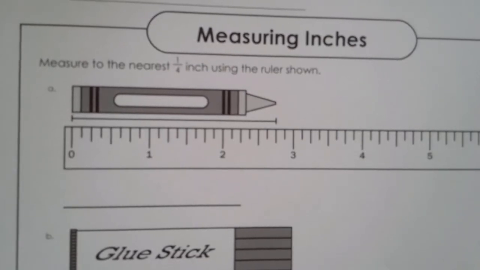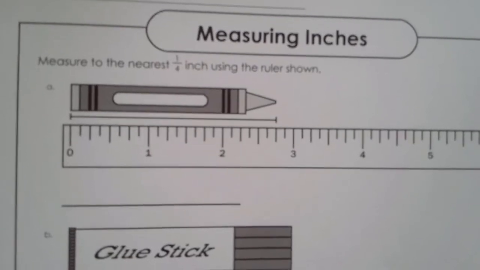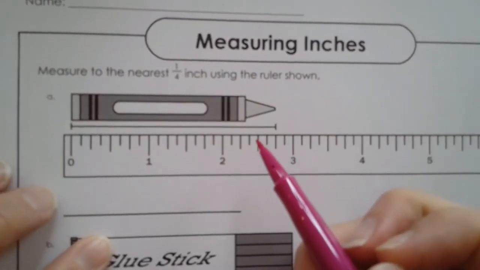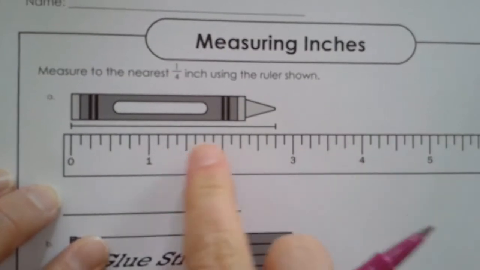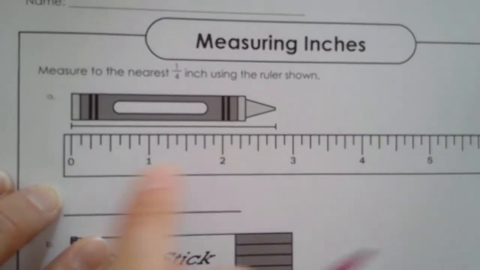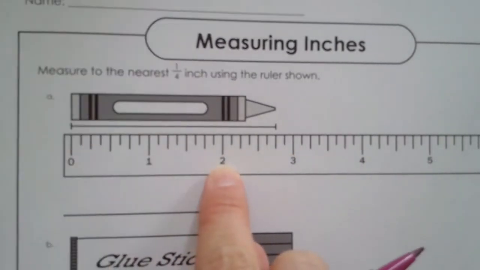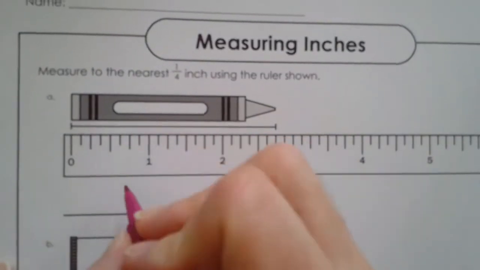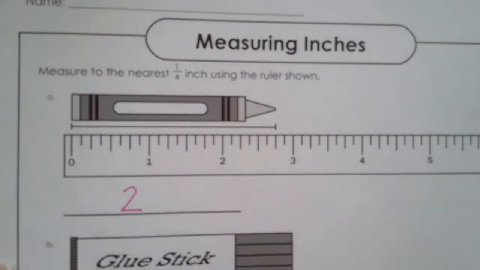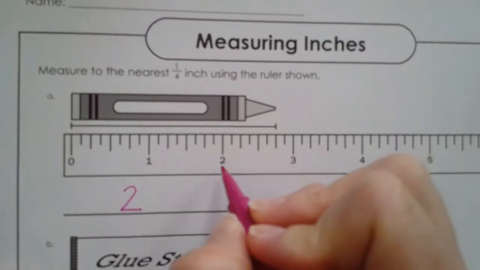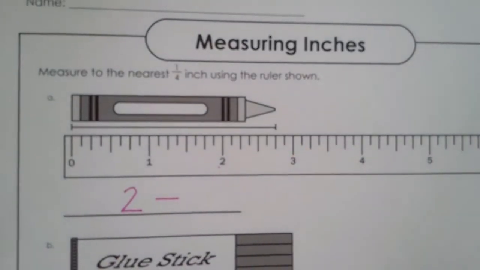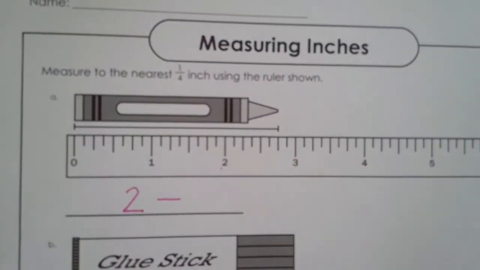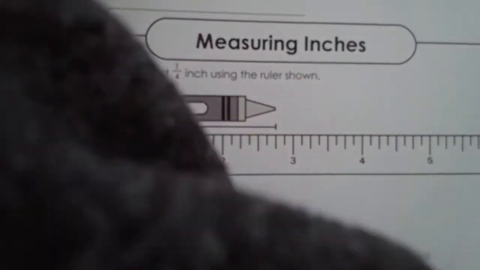Okay, so I can easily see that this crayon is not quite 3 inches because it hasn't gotten to the 3, but it's more than 2 inches. So I know for sure that it's going to be 2 inches and then part of another inch, because it's going to be past 2 but not quite at 3. So it's going to be 2 inches and then some more. Now we have to figure out how much more it is than 2.